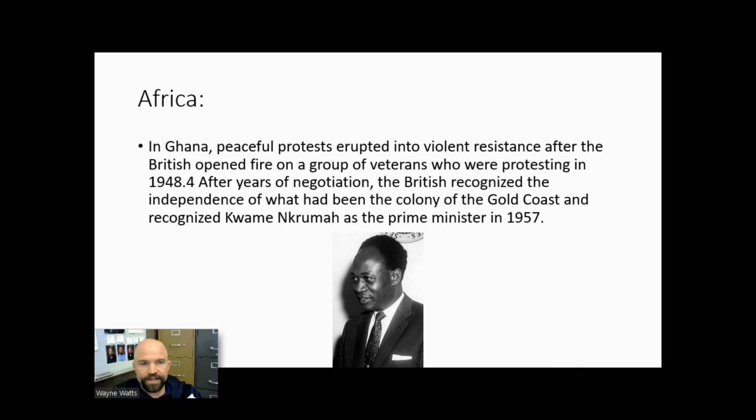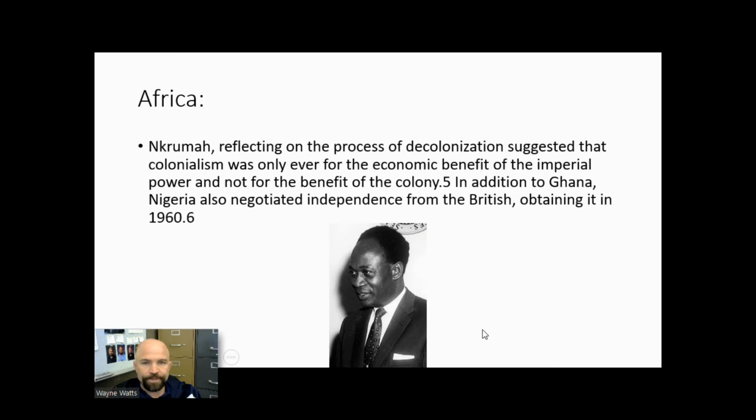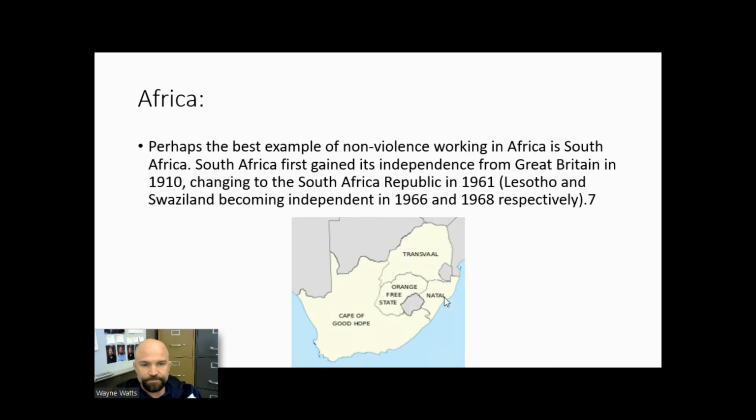After years of negotiation, the British recognized the independence of what had been the colony of the Gold Coast and recognized this guy, Kwame Nkrumah, as the prime minister in 1957. Nkrumah, reflecting on the process of decolonization, suggested that colonialism was only ever for the economic benefit of the imperial power and not for the benefit of the colony. In addition to Ghana, Nigeria also negotiated independence from the British, obtaining it in 1960.